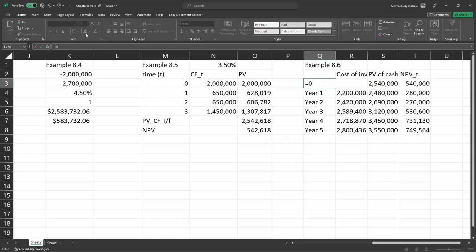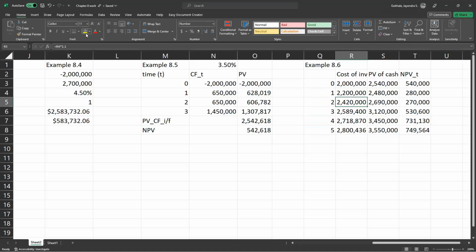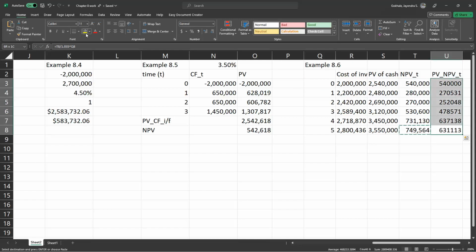So this is time t equals 0, and then this plus 1, this plus 2, 3, 4, 5, etc. So these are the different points in time. This is called the PV of NPV at time t, the present value today of NPV at time t. So it equals this divided by 1.035 to the power of 0, 1, 2, 3, 4, and 5. Now we'll use the same format so we can compare.